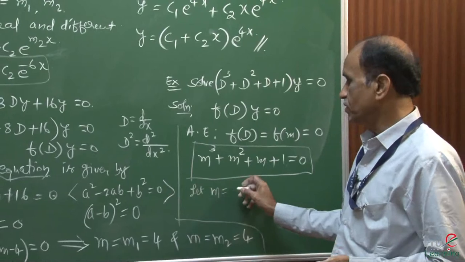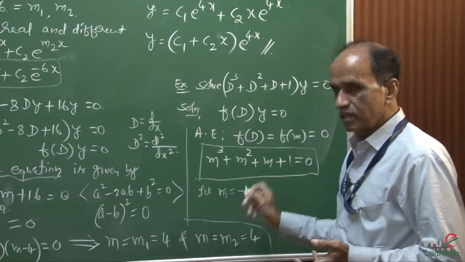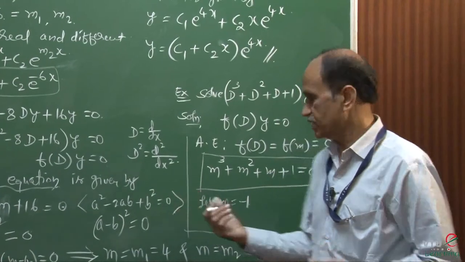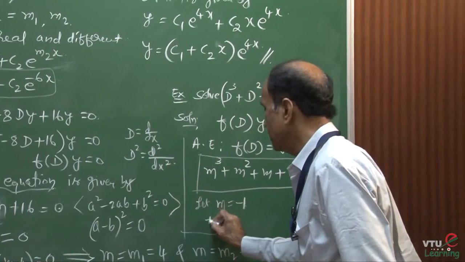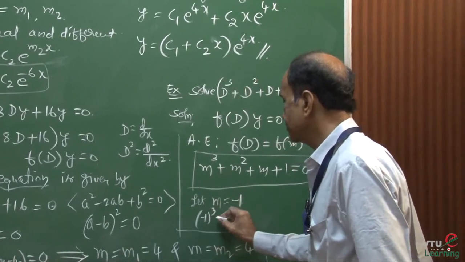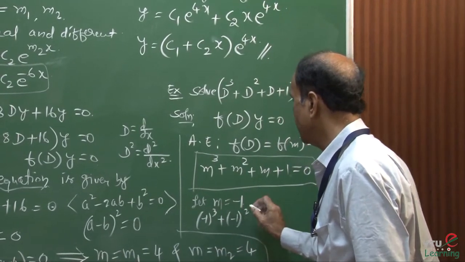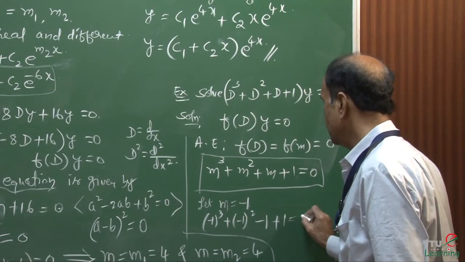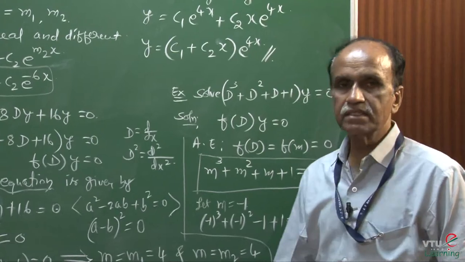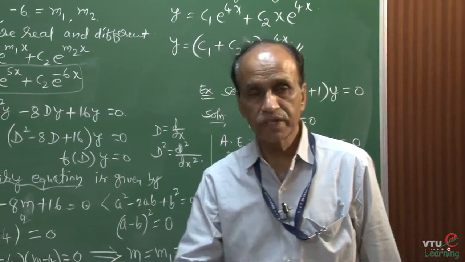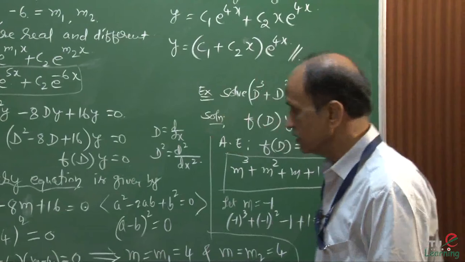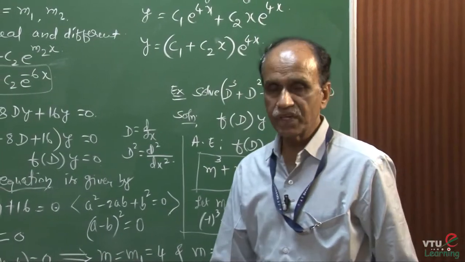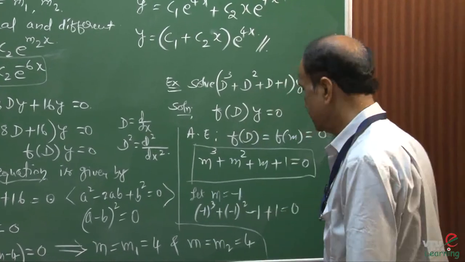Therefore, let m equal minus 1. Let us verify whether this m satisfies the equation or not. Then (minus 1) whole cube, the first term, plus (minus 1) whole square, next is minus 1, and plus 1 equal to 0. You must get the left side as 0. If you get the left side as 0, then you can write that the equation LHS is equal to RHS. The values are satisfied.